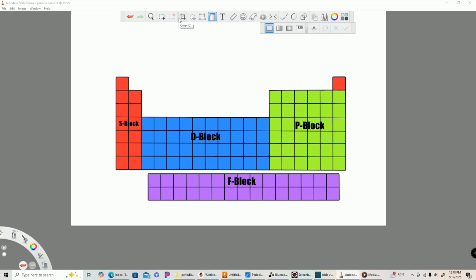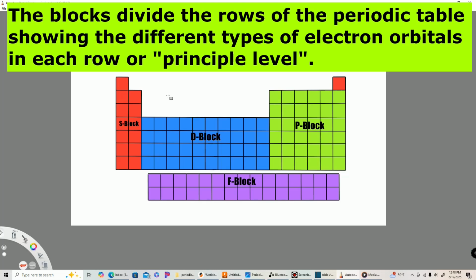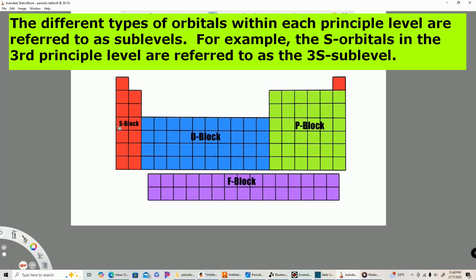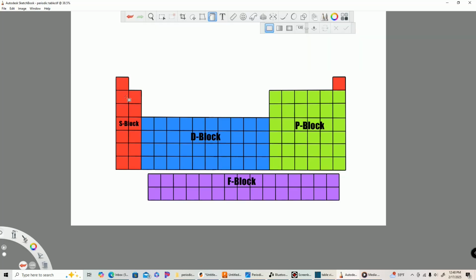So you're probably wondering by now, what the heck is a block? The blocks are representative of different types of electron orbitals. So each row, remember, represents principal levels which hold electron orbitals, and the columns represent electrons. So the principal levels are composed of different blocks. The first principal level just has S block. The second principal level has S and P block. And then when we get down to the fourth level, we have S, D, and P block.